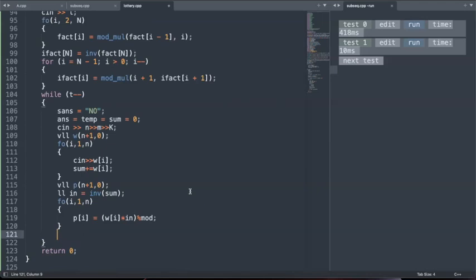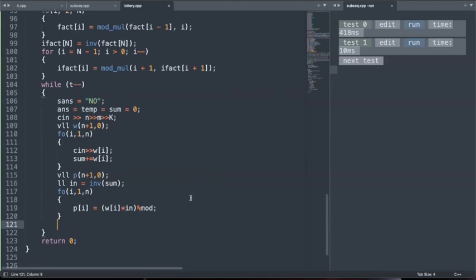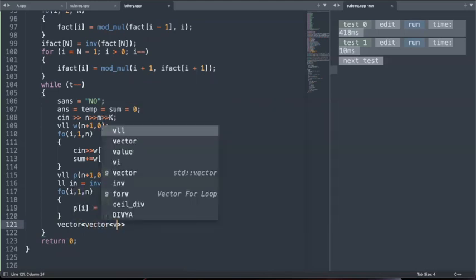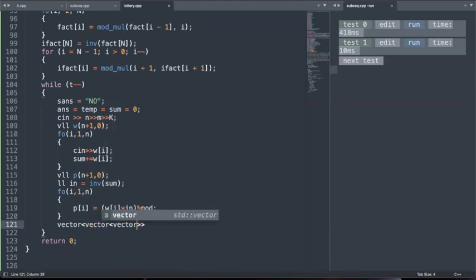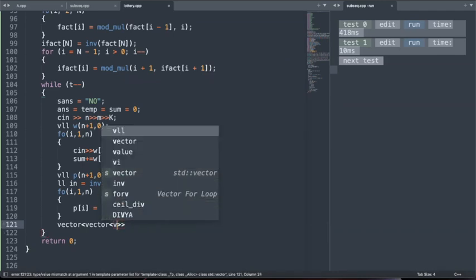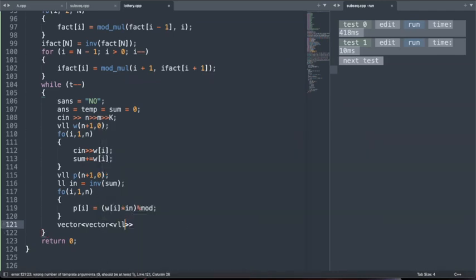So this computes the probabilities. Great. So now what we'll do is we'll create a 3D DP array. So this will be a vector of vector of vector, so vector of vector of long long maybe, DP. So the first state is the prize, so that should be of size n.